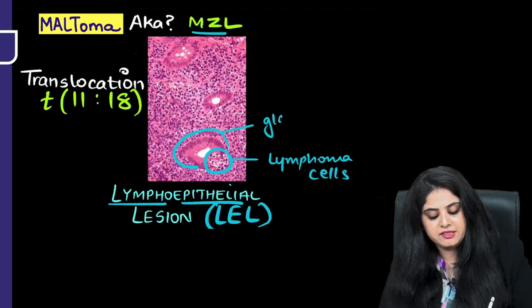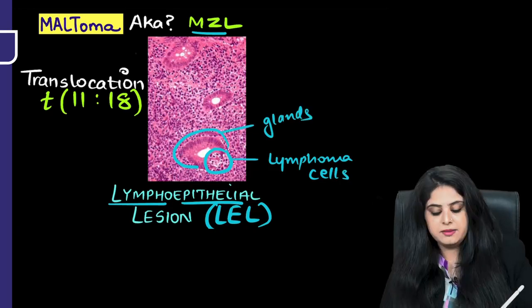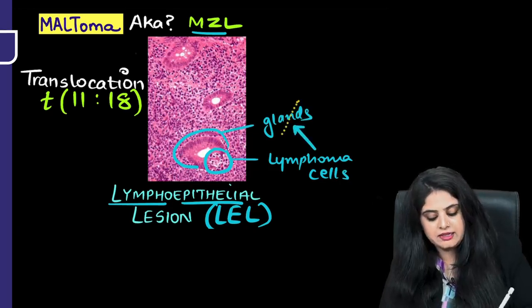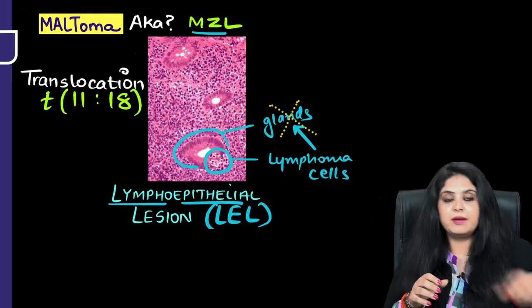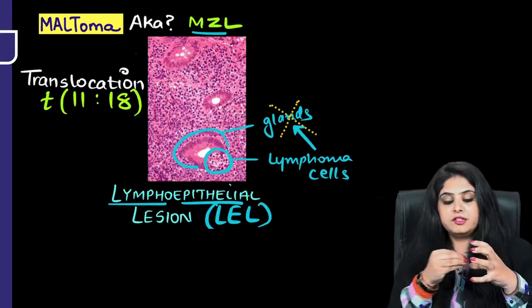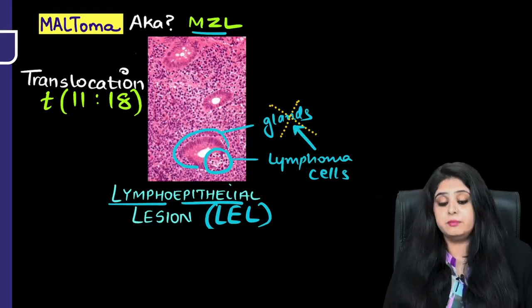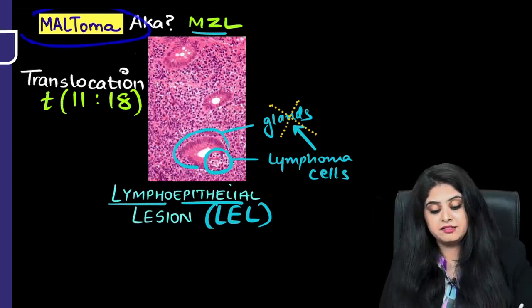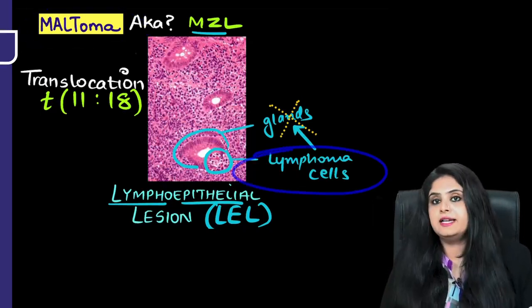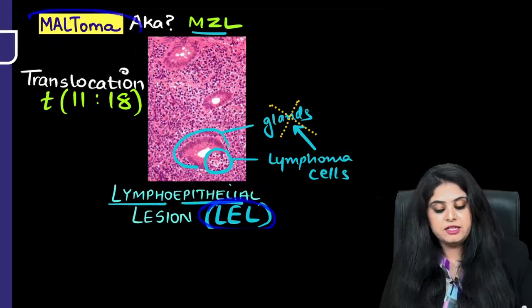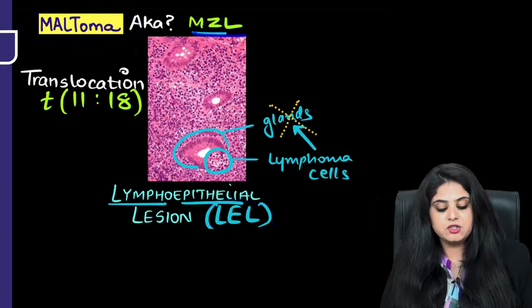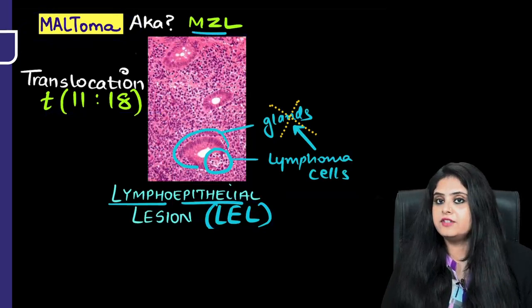And the epithelium is nothing but the glands. And can I say the lymphoma cells are going and attacking the glands? They're trying to invade. So for example, if this is a gland, lymphoma cells are trying to go inside and destroy it, because it's a lymphoma, so it's a cancer. Cancer will always be deadly, right? LELs, lymphoepithelial lesion seen in maltoma. Maltoma is a marginal zone lymphoma, translocation 11-18.